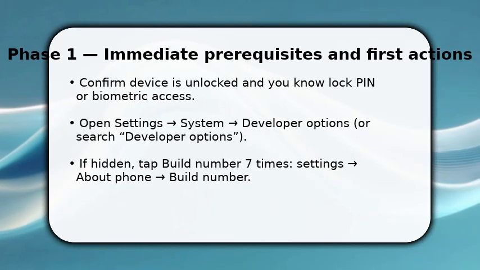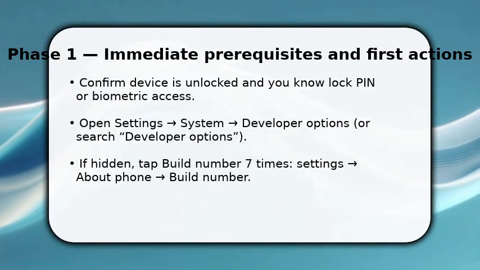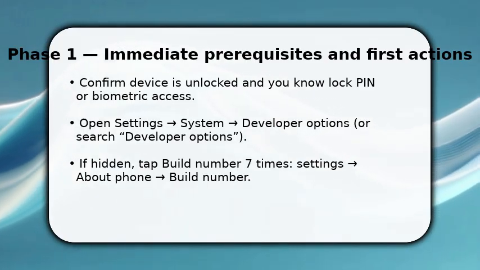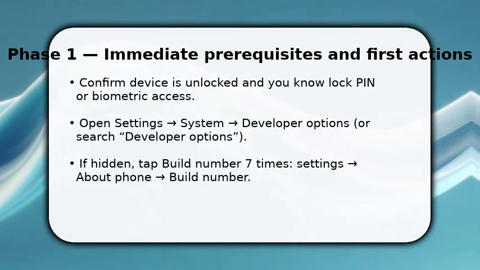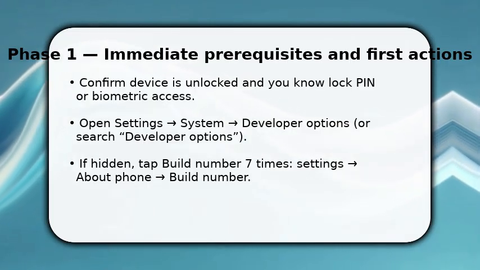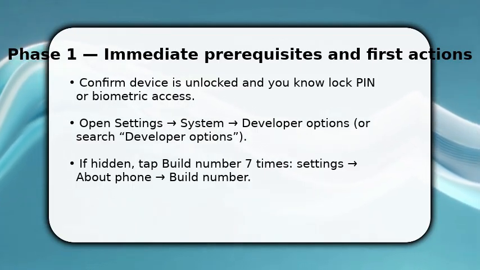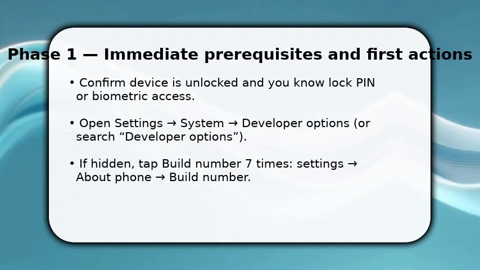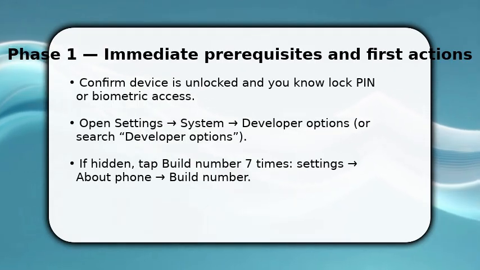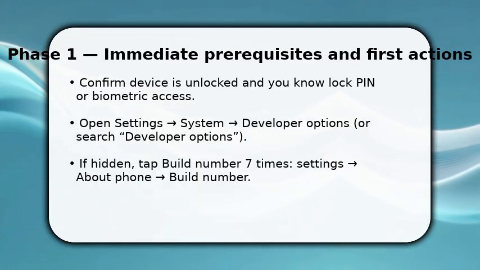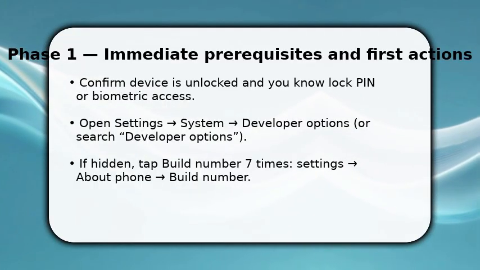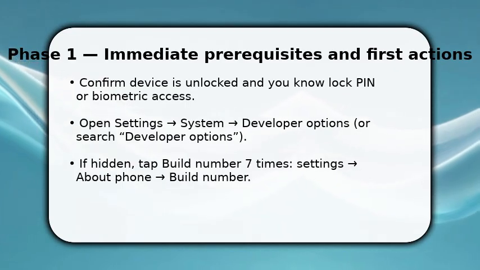You start by getting into Developer Options, open Settings, then System, and tap Developer Options. If Developer Options is hidden, unlock the device and tap build number 7 times under About Phone to reveal it. Once done, make sure you have physical access to the device. That prevents accidental remote commands. You do this because the USB debugging control lives here, and disabling it removes ADB access.